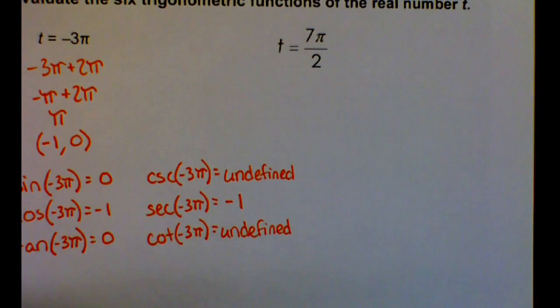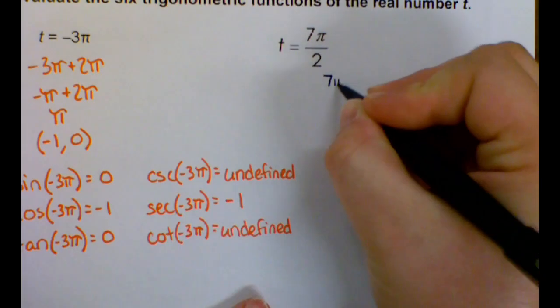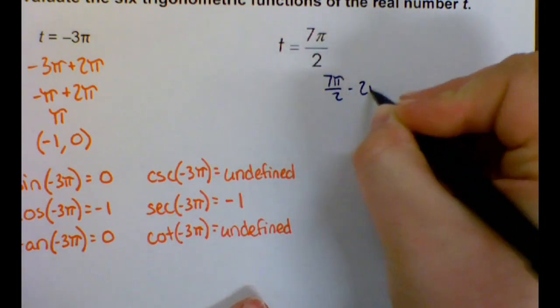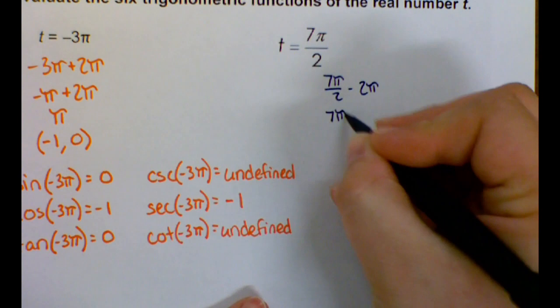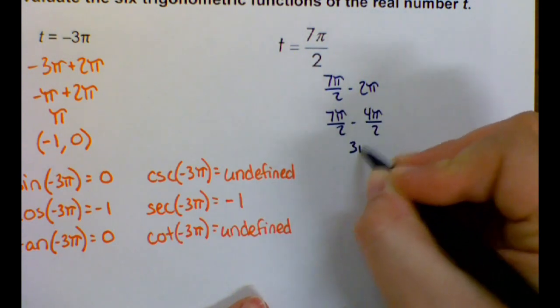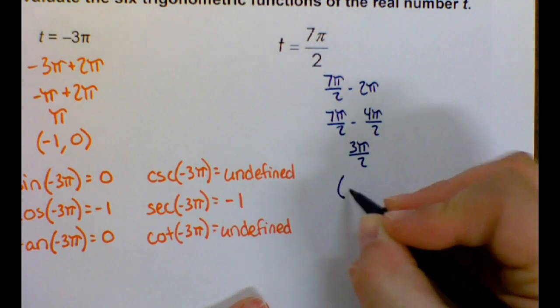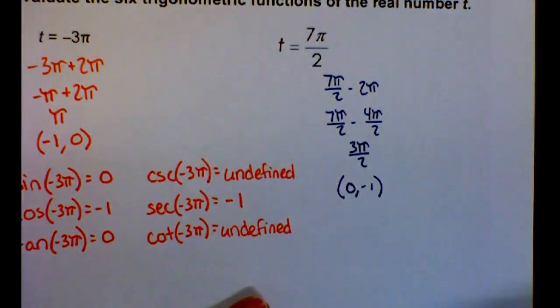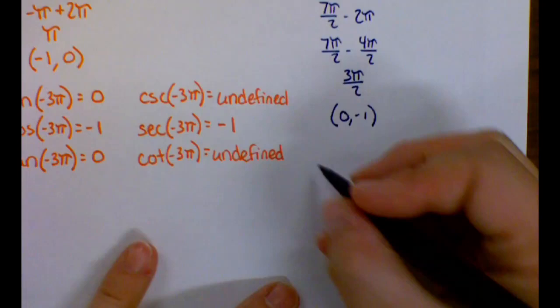How about 7 pi over 2? Well, 7 pi over 2 is not on the unit circle, so we subtract 2 pi. Which means we are subtracting 4 pi over 2, which leaves us with 3 pi over 2, which gives me the coordinates 0, negative 1. So let's find our 6 trig functions.